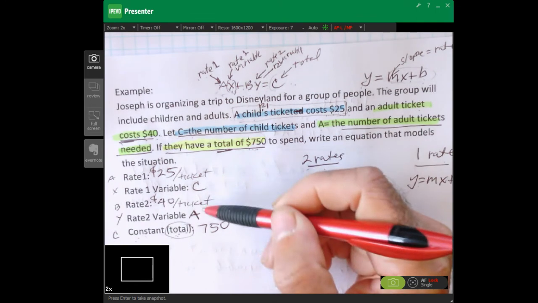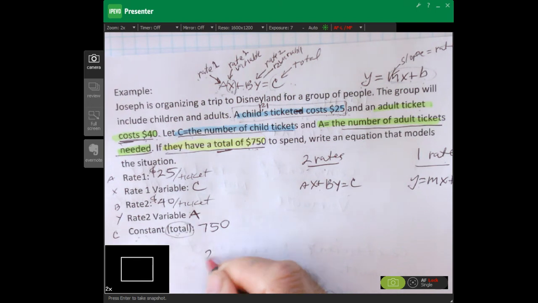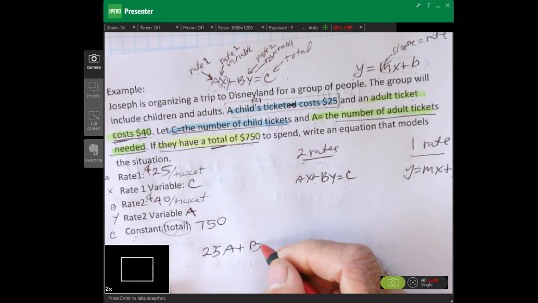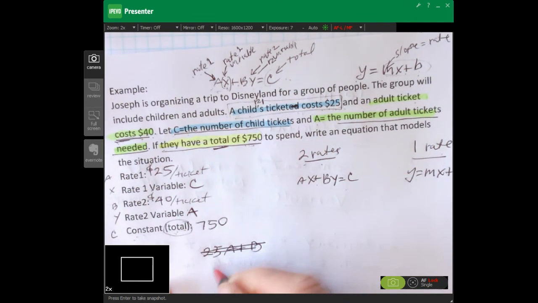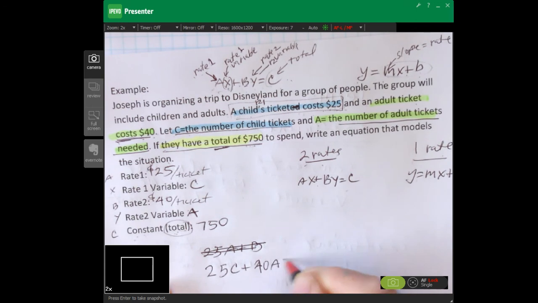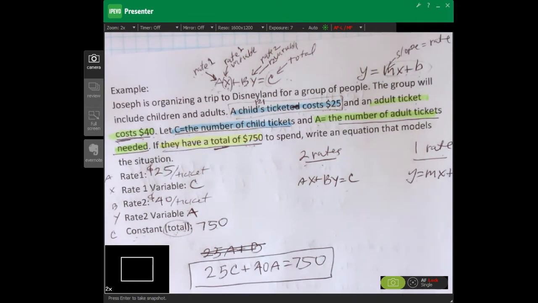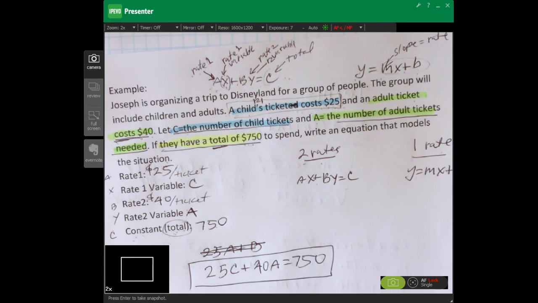Once you've identified all of the different parts, then you just plug it in. So you end up with 25a plus b. So the second variable is a. Oh, I made a mistake, didn't I? It's 25c plus 40a equals 750. And that's how you write the equation.